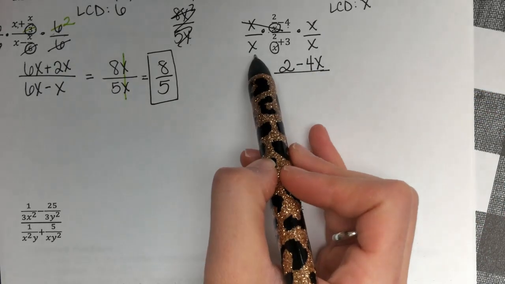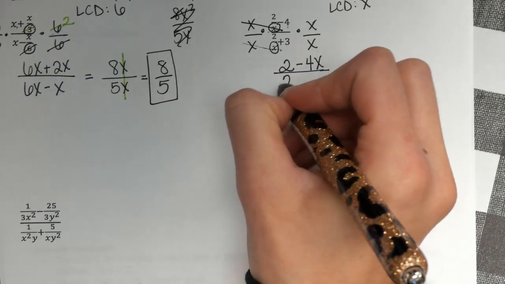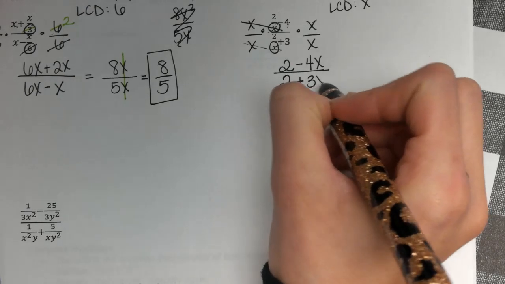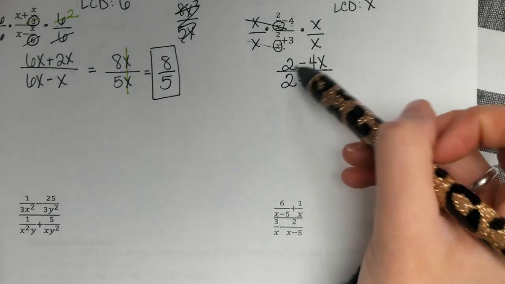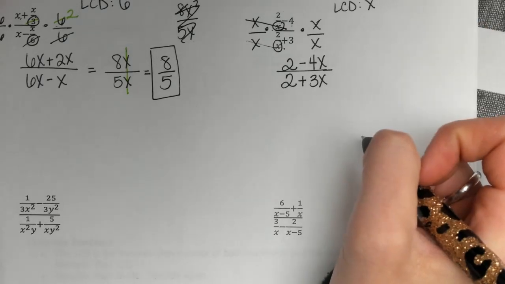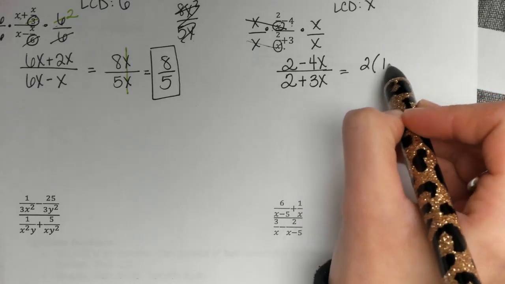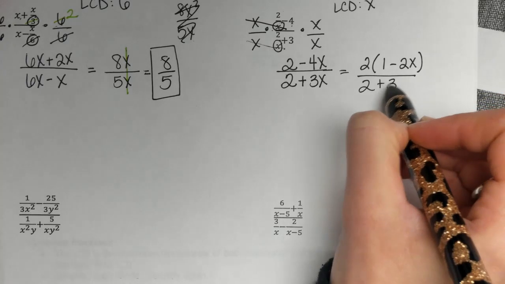Okay, my denominator, those x's cancel, and I just have a 2. Plus what? The only thing I could try to do is take out a 2 in the numerator, but I couldn't take out anything in my denominator, so that would just be a useless step. If you do it, that's okay. I'm not going to count off. That would give me 1 minus 2x over 2 plus 3x.